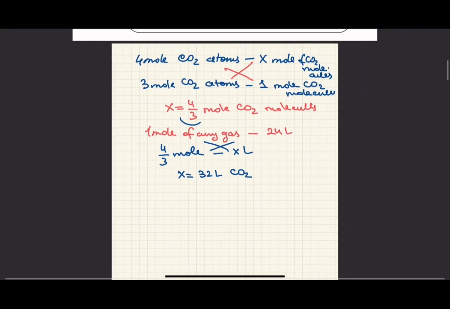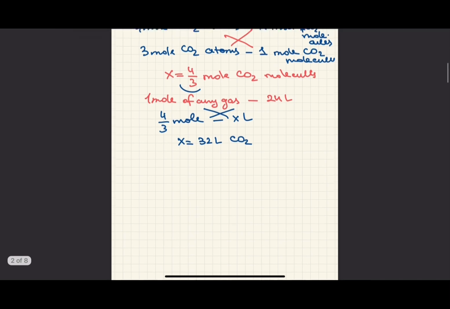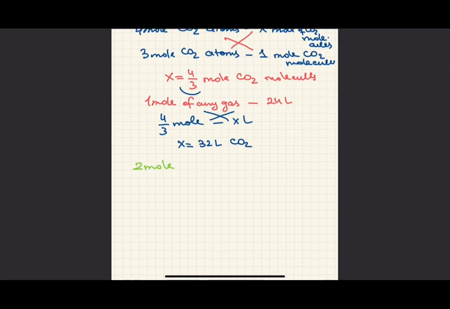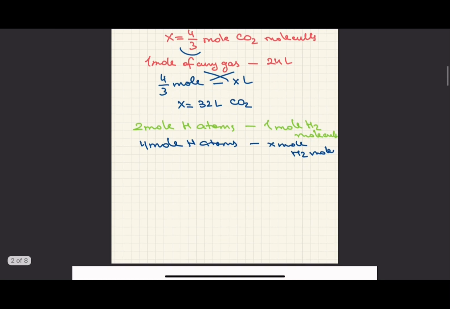Now this is the volume for CO2. We're going to do the exact same thing for hydrogen. We know that 2 moles of hydrogen atoms make 1 mole of H2 molecules, right? So 2 moles of hydrogen atoms come together and give you 1 mole of H2 molecules. We were given 4 moles of H atoms, so it would be X mole of H2 molecules. You do cross multiplication again, and you get 2 moles of H2 molecules.